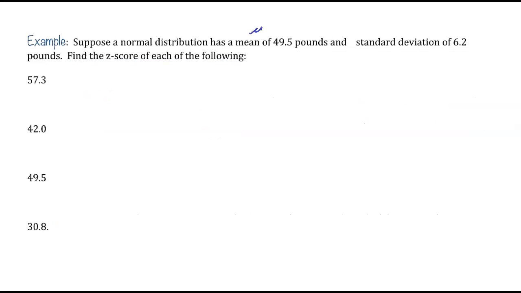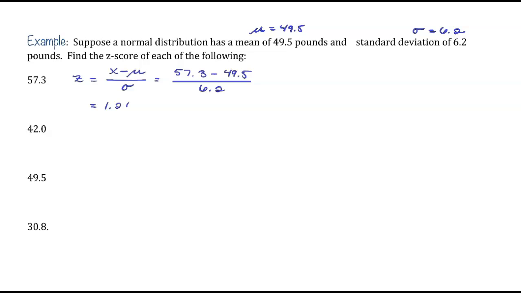With a mean of 49.5 pounds and a standard deviation of 6.2 pounds, we can calculate the z-score for any data value. We already calculated the z-score for 57.3. We took our data value, subtracted the mean, and divided by the standard deviation, or 57.3 minus 49.5 divided by 6.2, which gave us a z-score of 1.26. 57.3 is 1.26 standard deviations from the mean.